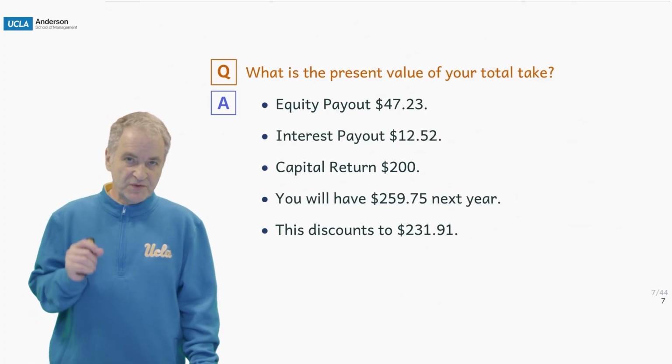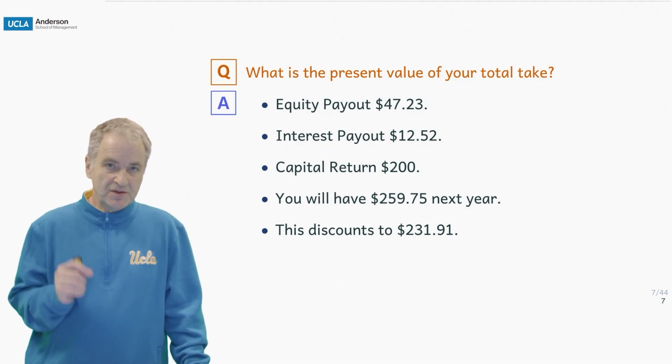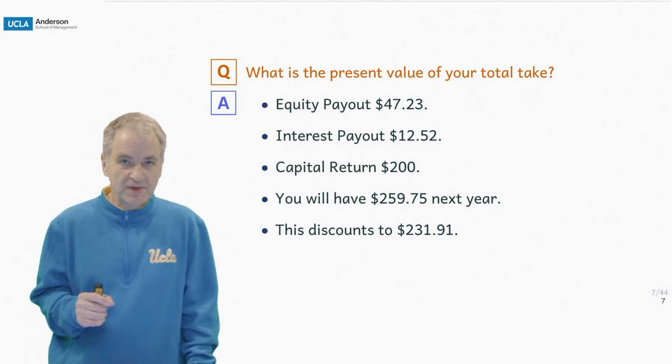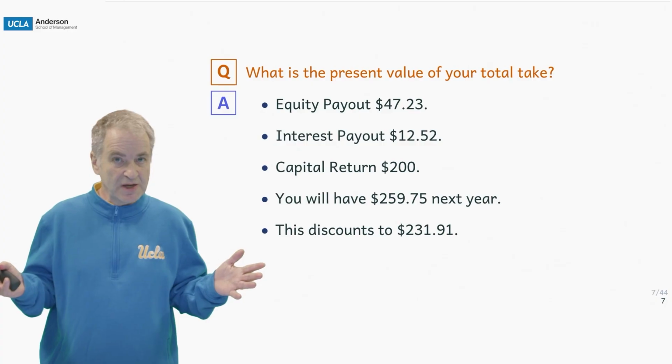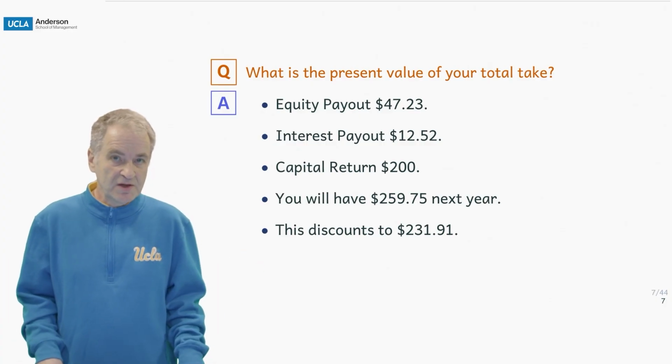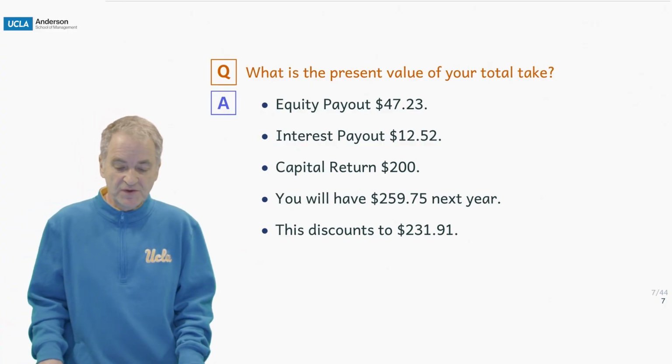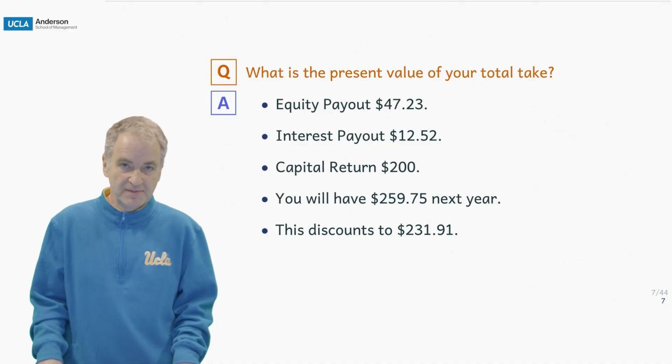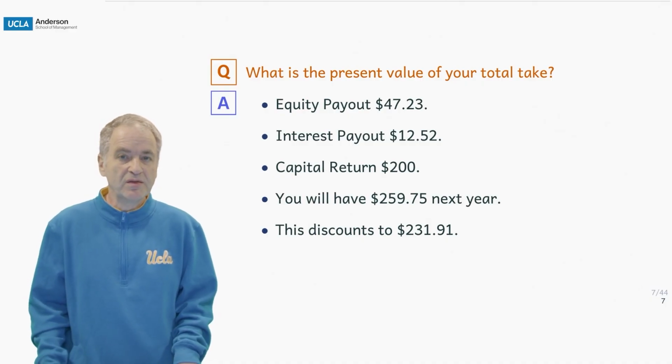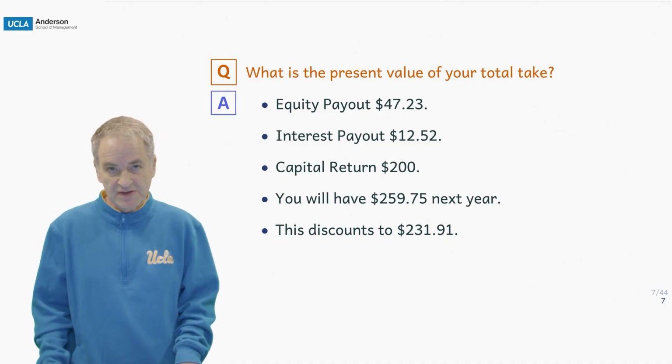Well, equity gets $47.23. Interest payout is $12.52. Capital return, of course, is still $200. So in total, you're going to have $259.75 next year. This discounts to $231.91.